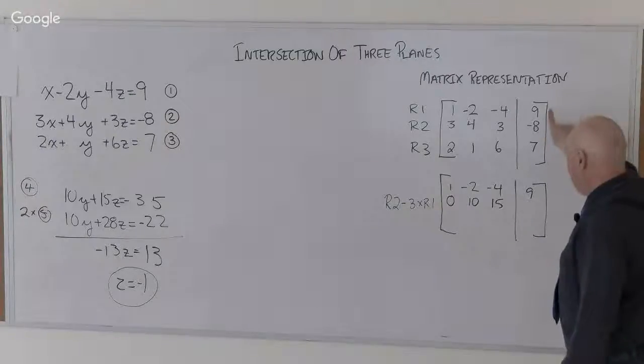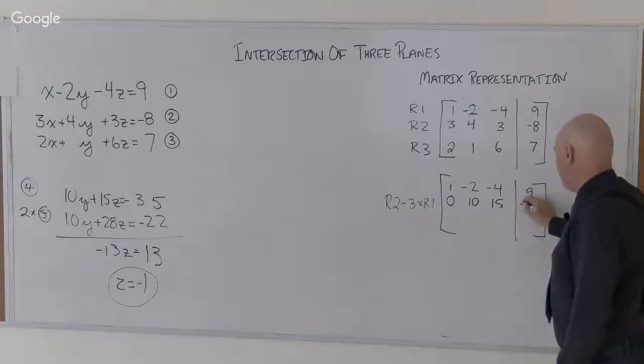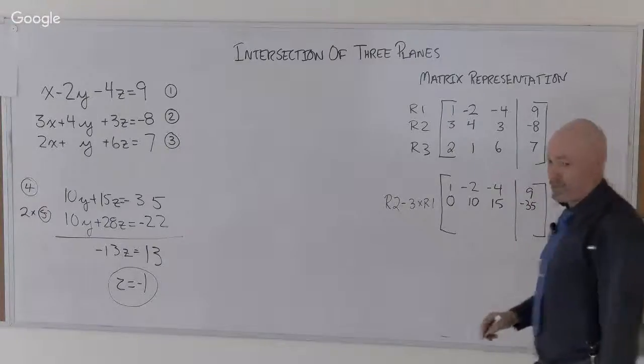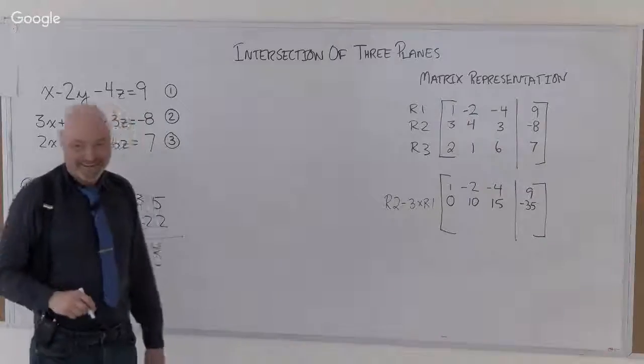Okay. So this is -8 minus 3 times 9. Yeah, minus 3 times 9. -35. -35, there we go. And Morgan, did you just read that off from the equations from before? No, I had to double check. I was a little bit confused for a second.